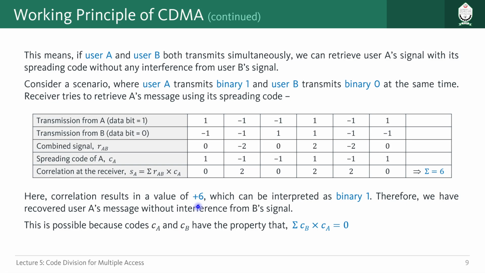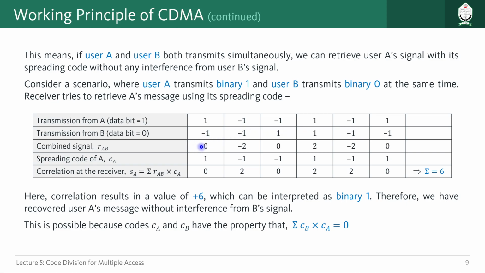Obviously, just like before, we can again here say binary 1 was transmitted from user A, which is true, right? We have recovered user A's message without any interference from B signal, because we know user A transmitted a data bit of binary 1, and which is received here. +6 means we have to interpret that as binary 1 transmitted from user A, right? So this is how here you see we have no interference caused by user B, even though they are both together residing in the same channel being transmitted, right?